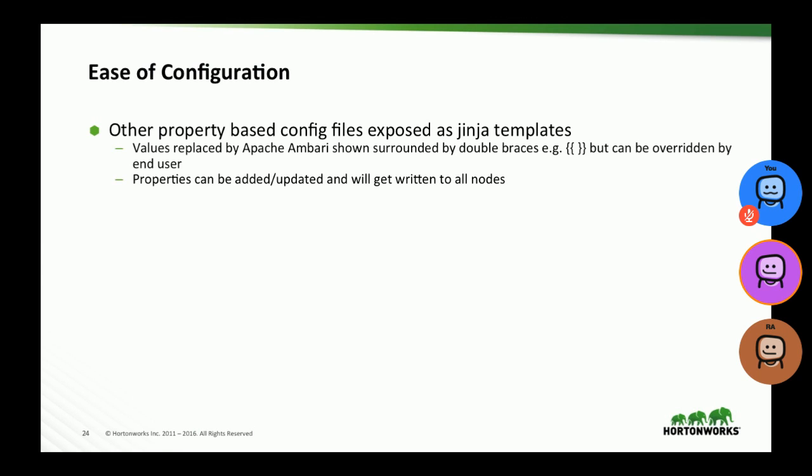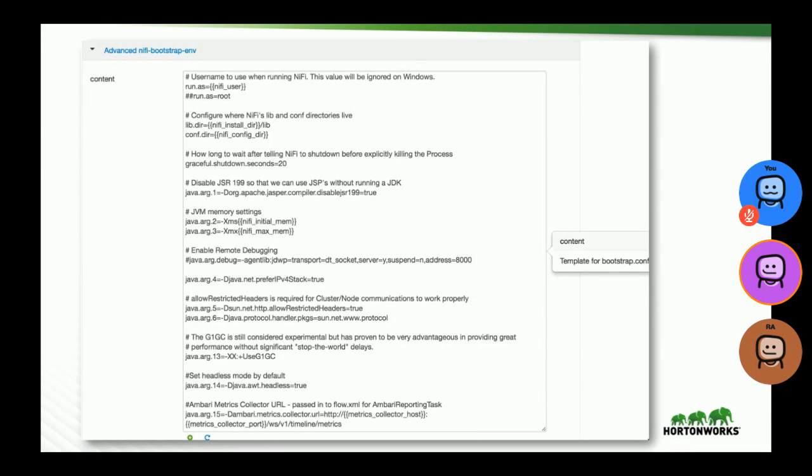And again, once you make a change in Ambari and then restart NiFi, all those properties files will get written out. A good example of that is the bootstrap.conf. Here you can see under the advanced NiFi bootstrap env, we have the contents of the full bootstrap.conf file. You can see that we're detecting what the lib directory is, the conf directory is, and the initial mem and max mem are defaulted from where we initially declared them as a top level config. So all those things are being auto-detected to make it easier.